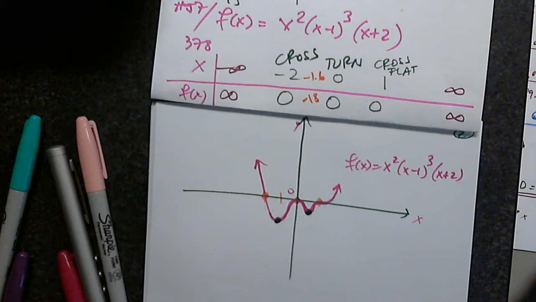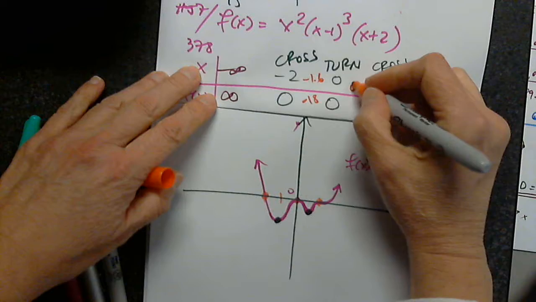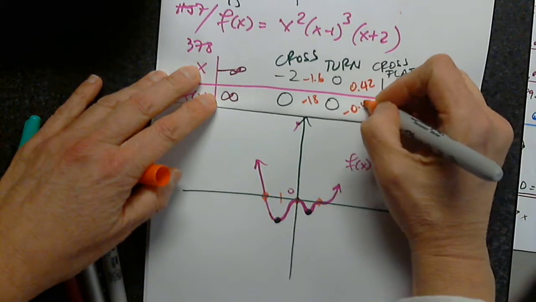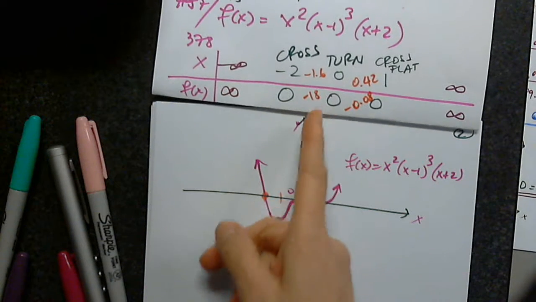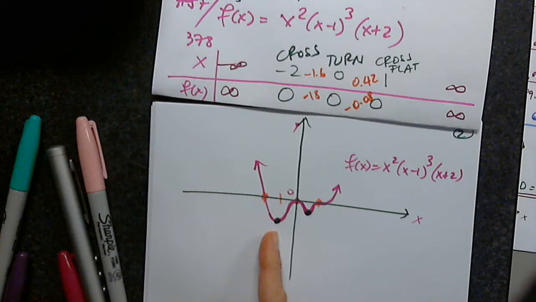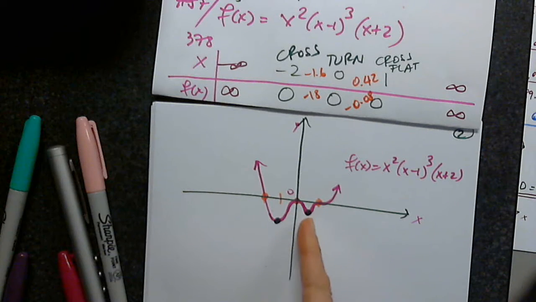Second in calc, minimum is 3. 0, enter, 1, enter, give me the minimum. And the minimum is 0.42, -0.08. Now I know absolutely everything about this function. I put those ordered pairs here. This is the absolute minimum and the local minimum. This is another local minimum.